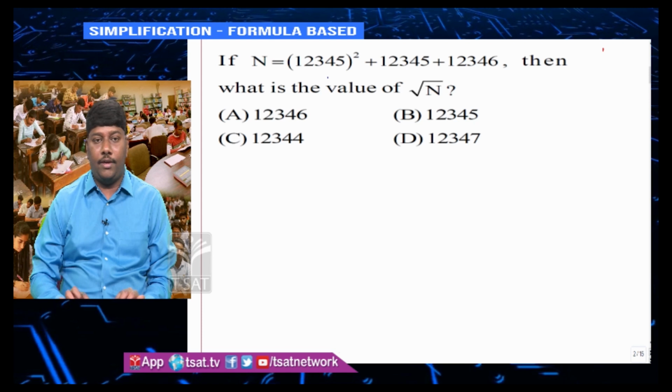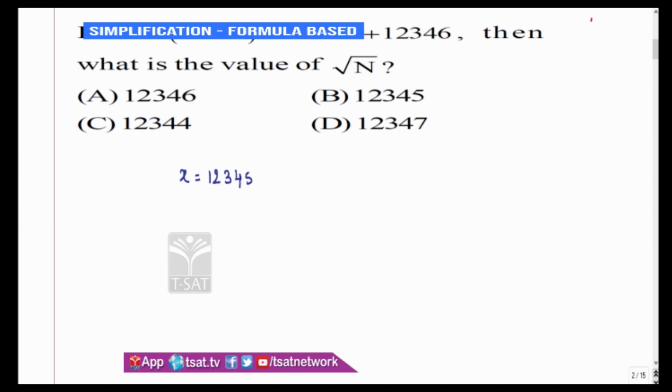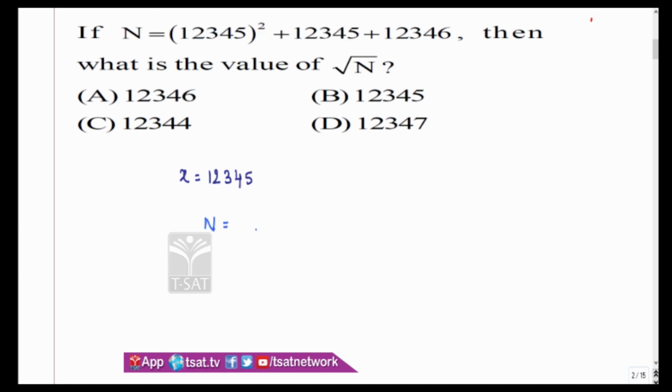Here 12345, if I assume it as x, let x = 12345. So the entire thing becomes what? n = (12345)² becomes x². Then 12345 is x. You have 12346, which is 12345 plus 1, so I am going to write it as x + 1, which you can further write as x² + 2 into x + 1², or else you can write it as x² + 2·x·1 + 1². Now it is in the form of (a+b)², where a is x and b is 1. Therefore, I can write n = (x+1)².